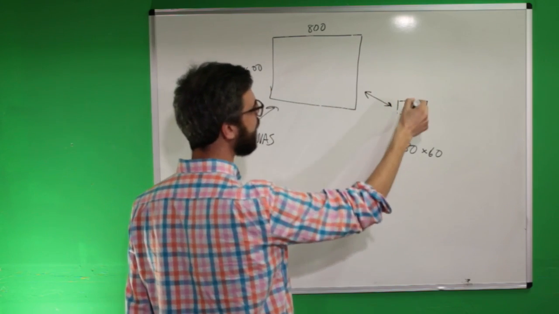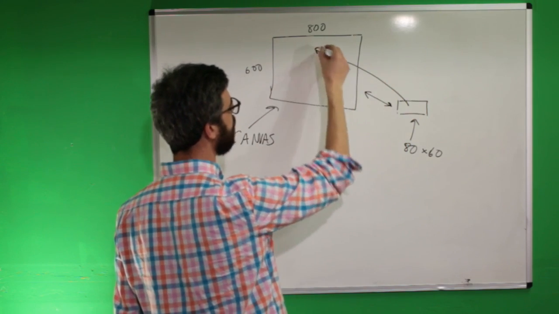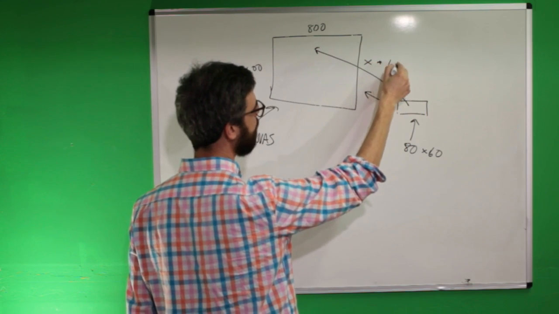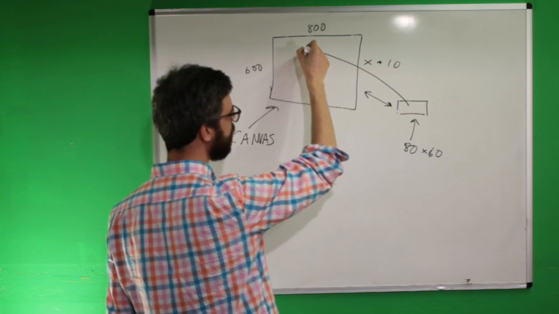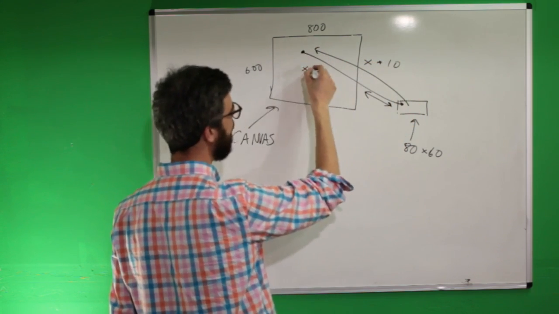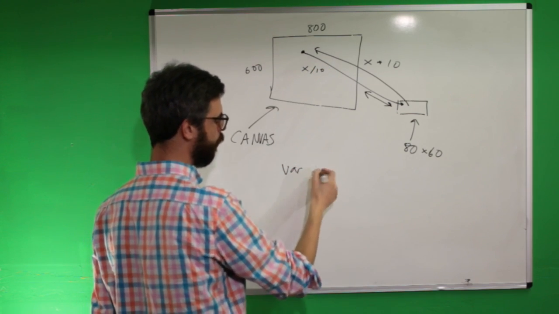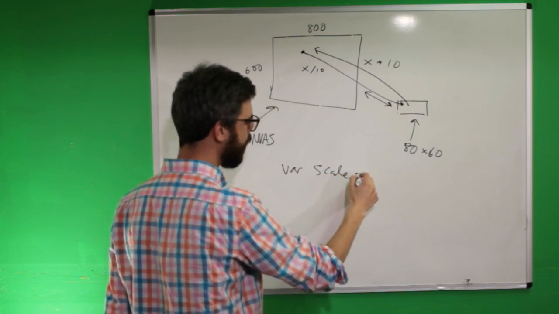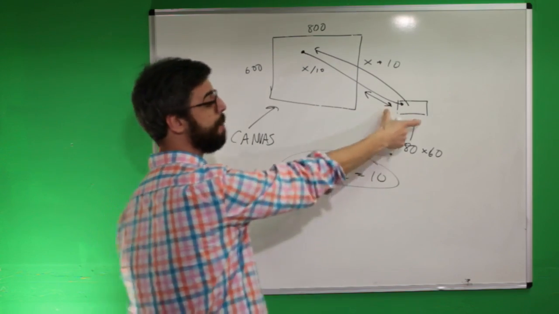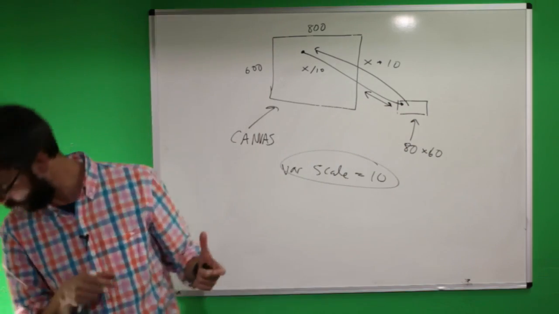If I take any x value here, its corresponding place there is x times 10. If I take any x value there, its corresponding place here is x divided by 10. So I need a new variable, like scale, which is going to keep track of that relationship between my source material and the place where I'm drawing.